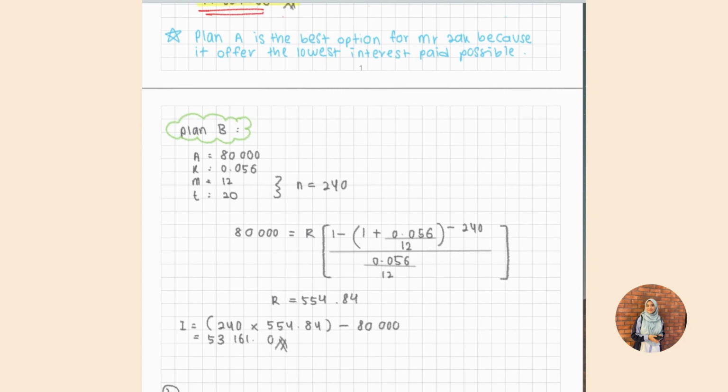For Plan B, we use the same formula. Substitute the numbers and we get 554 and 84 cents. And we use the interest paid formula too and get 53,161. So, we must choose a plan that offers the lowest interest paid possible.